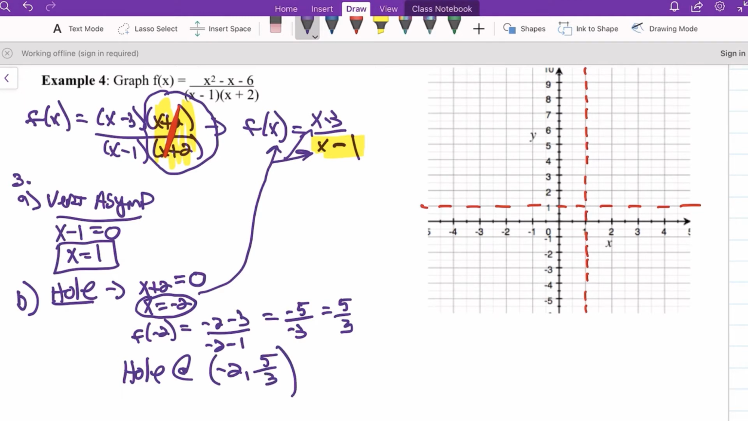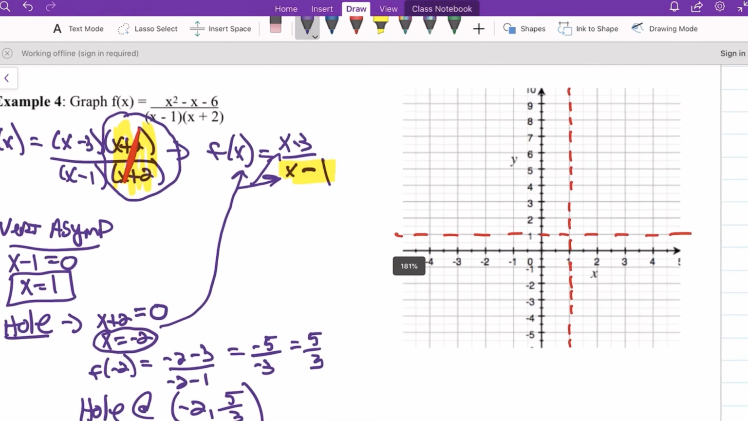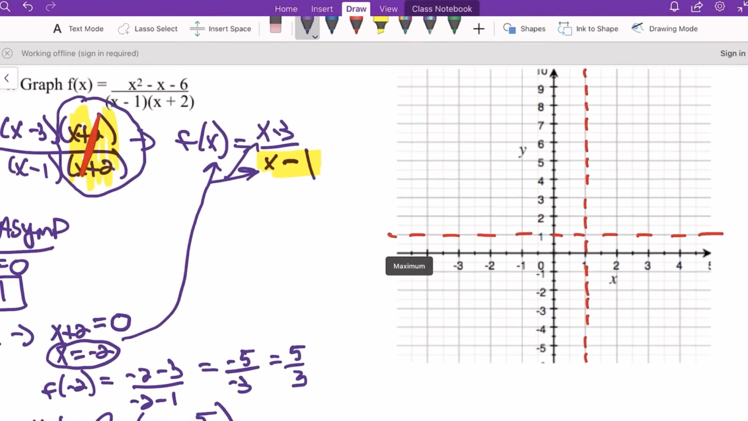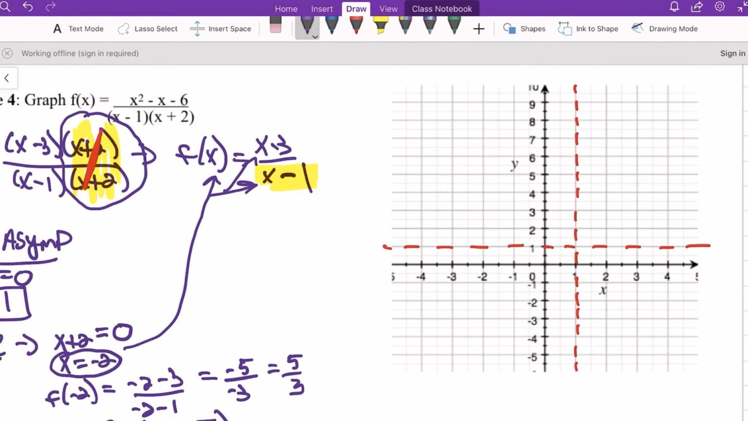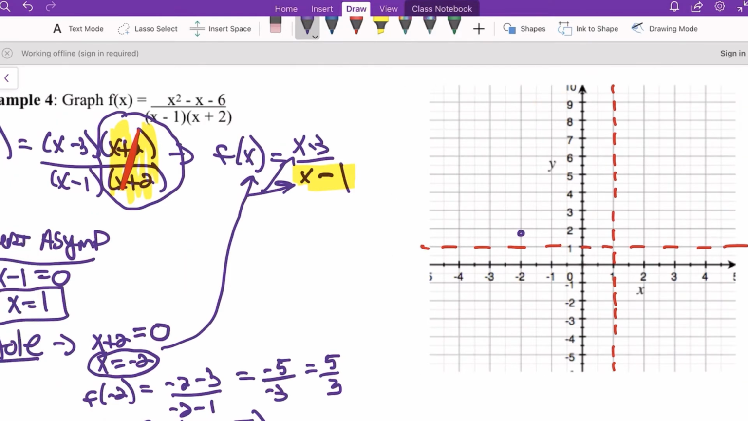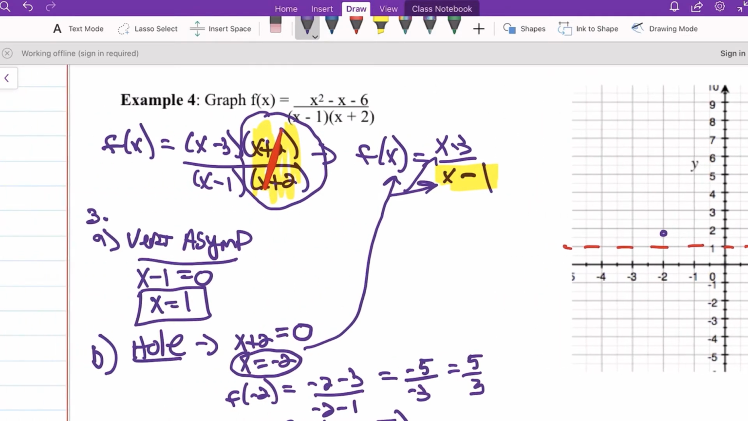All right, so I'm just going to magnify this a little bit because that's going to be a little tough to read. So I'm just going to blow that up a little bit. So we have a hole there, and I'm going to plot that hole at negative 2, and then 1 2/3. It's going to be a little tough to get that exact, so it's going to be kind of like right there. There's a hole there.